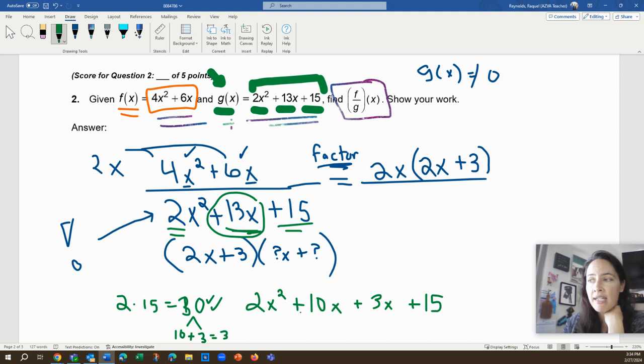The way we decided how to change it was this strategy of multiplying the leading coefficient by the constant, figuring out factors, and then which ones split nicely to equal the middle term, the linear term. Grouping, grouping, grouping, right? We're going to group it.